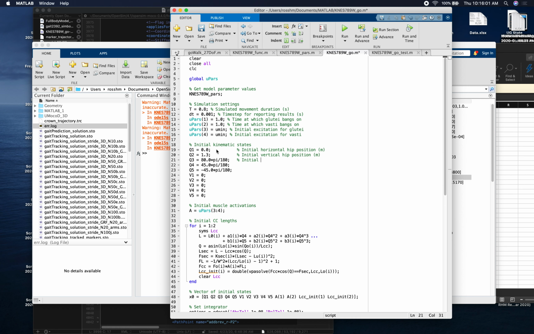Q3 is the initial trunk angle relative to the global coordinate system, and Q4 and Q5 are the initial joint angles: the initial angle of the hip, and the initial angle of the knee.